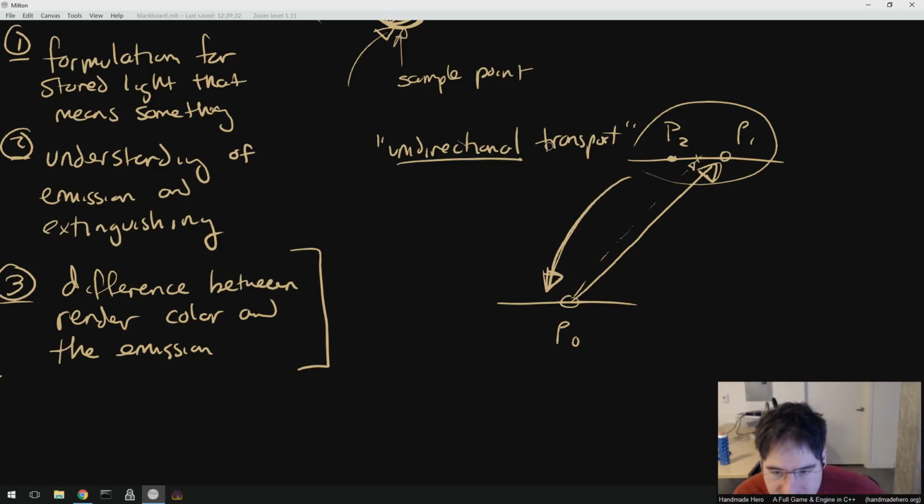Now, we could stick with unidirectional transport, and we may want to. The reason that we might want to stick with it is that if we need to do a decoupled version of this algorithm, it may be that unidirectional transport is easier to decouple into something that can be multi-threaded or GPU'd or whatever. It's possible. I don't know. We haven't looked at it yet.